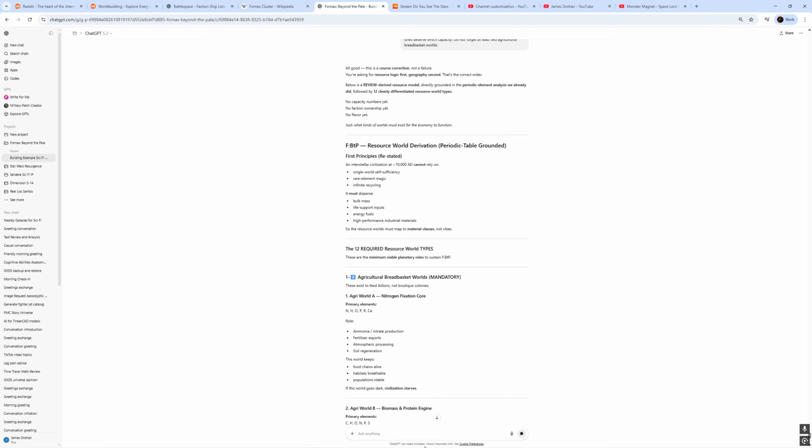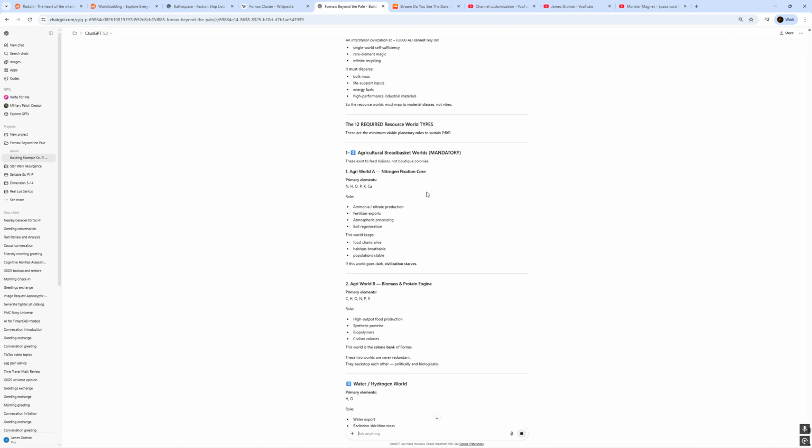All right. So the resource worlds. What is what where? What has what? Resource types. Agricultural breadbasket worlds. Yes. Agri world. Nitrogen fixation core primary element. This is what I want. This is perfect. So you got to frame the conversation. This is what I was trying to. You got to tease it out. It's just like fishing. Gotta wait for the popper to. Gotta wait for them to bite, nibble at least.